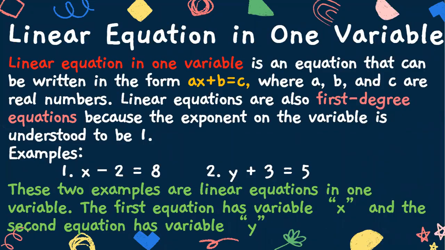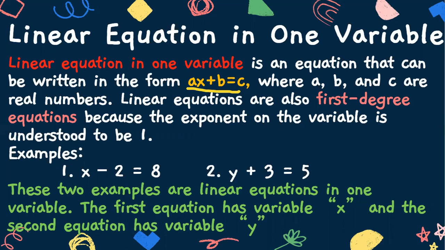So first, linear equation in one variable is an equation that can be written in the form of ax plus b is equal to c. So when we say linear equation, kailangan naka-ax plus b is equal to c, where a, b, and c are real numbers. Linear equations are also first-degree equations because the exponent in the variable is understood to be 1. When we say first degree, siya yung walang mga square, okay? Kapag meron na yung square, then the degree is second degree. Kapag may cube na yan, that is third degree.